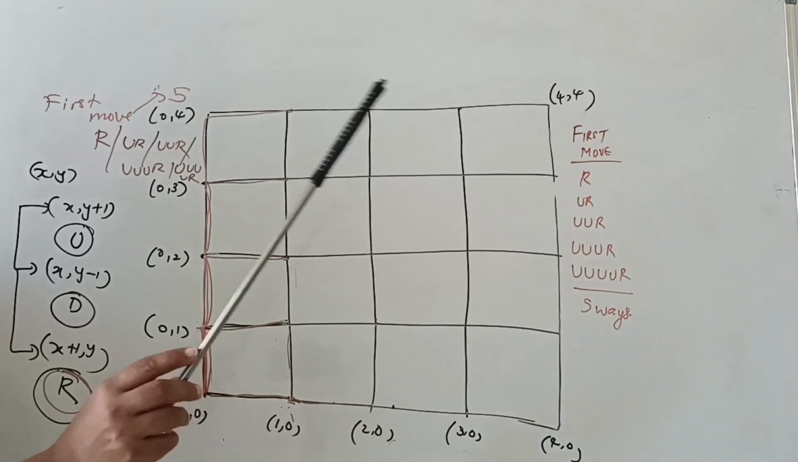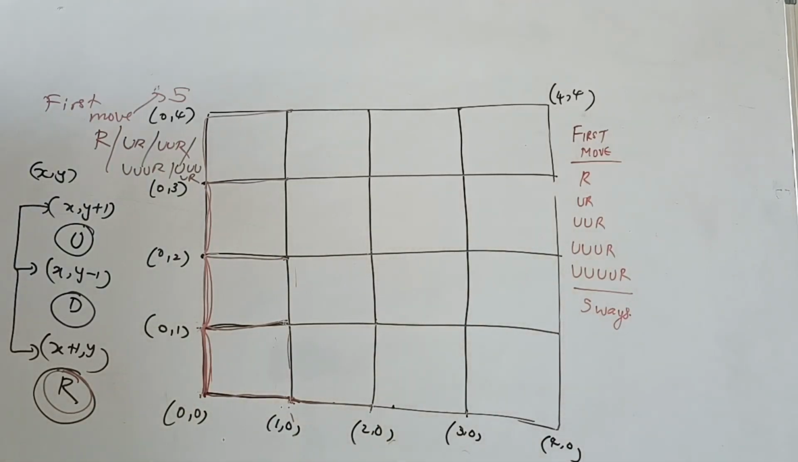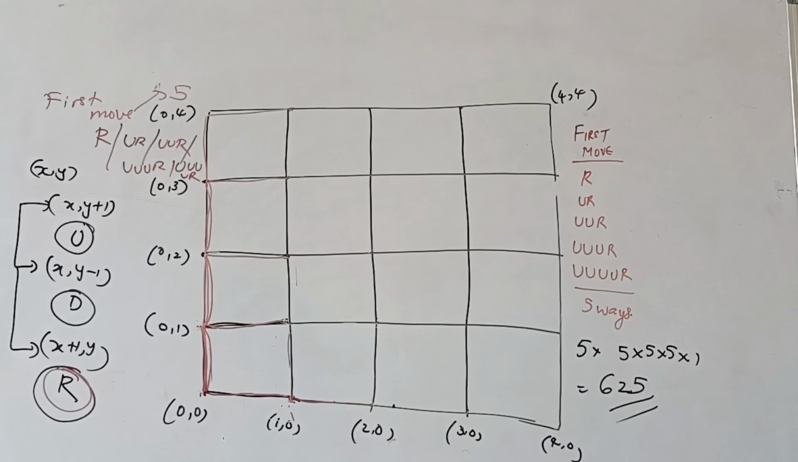So let us now calculate the total number of ways available for that person in order to reach 4, 4. Here you can see that in the first move he has 5 choices, the second one 5 choices, the third and the fourth also 5 choices, but reaching the last vertical line he can move only one way, that is up. So it is 5 into 5 into 5 into 5 into 1, which is 625.